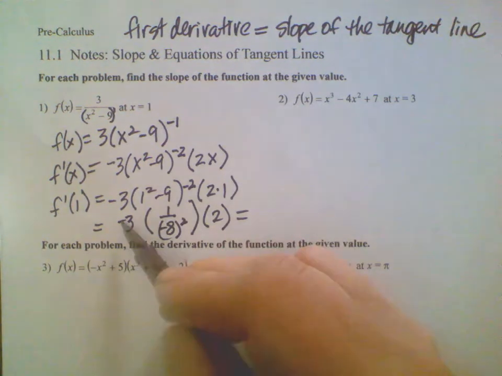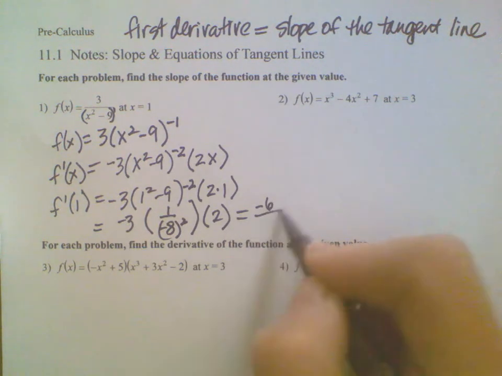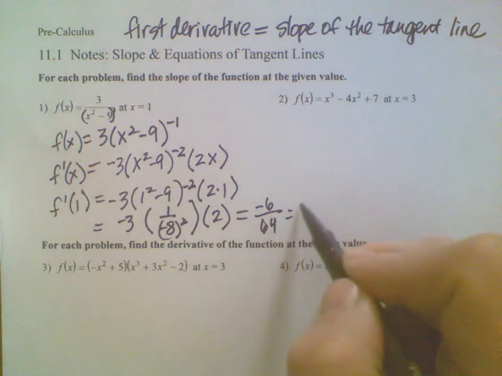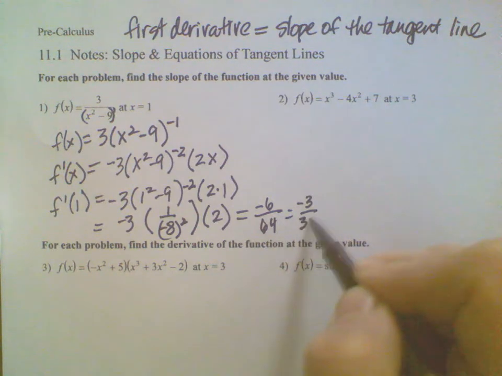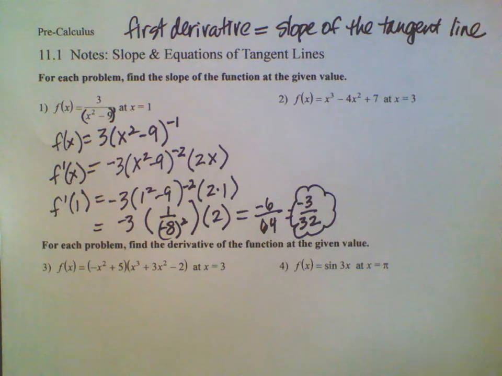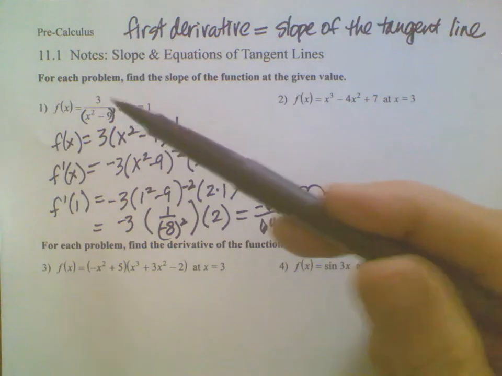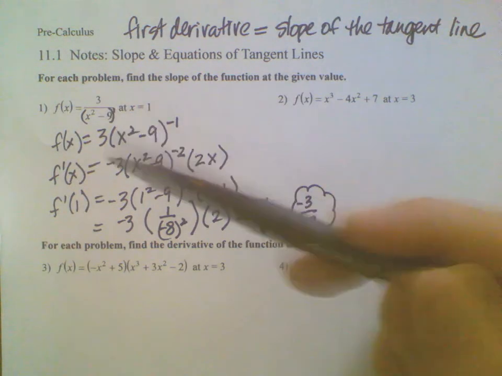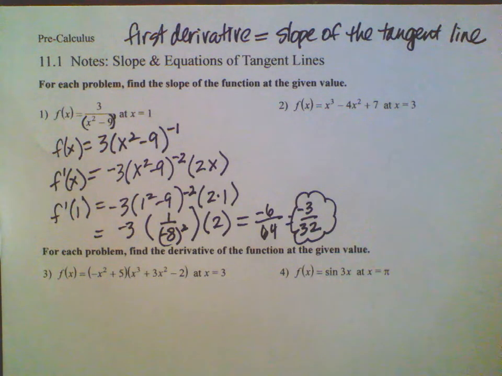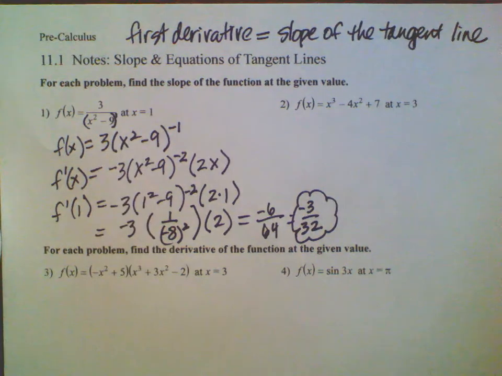And then from here, I can just go ahead and do my math. I'm going to do negative 3 times 2 is negative 6. I'll do negative 8 squared, 64. Reduce that. I end up dividing top and bottom by 2 with negative 3 over 32. So there is my slope of my tangent line. So again, a little bit different approach to this derivative. If you prefer to do the quotient rule, again, go ahead and do it that way. But I just want to show you that as an option. I prefer this method. I think it works nice.